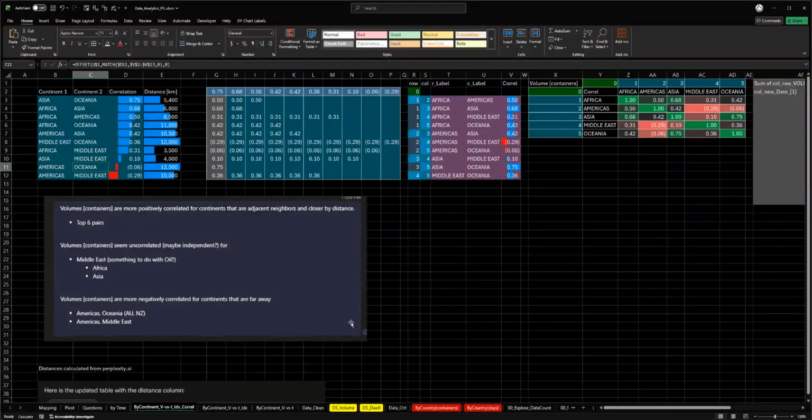I don't know. And then for Americas, which is far away from Oceania, Australia, New Zealand, and the Middle East, it's negatively correlated, right? Even though the distances are kind of similar, it's just negatively correlated. Okay, yeah. So it kind of makes sense here.